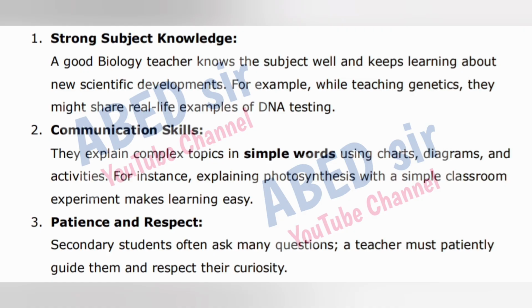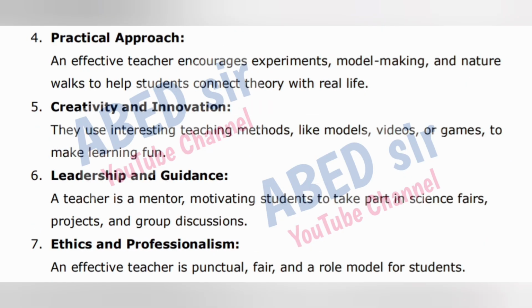3. Patience and respect. Secondary students often ask many questions. A teacher must patiently guide them and respect their curiosity. 4. Practical approach. An effective teacher encourages experiments, model making, and nature walks to help students connect theory with real life. 5. Creativity and innovation. They use interesting teaching methods, like models, videos, or games, to make learning fun.